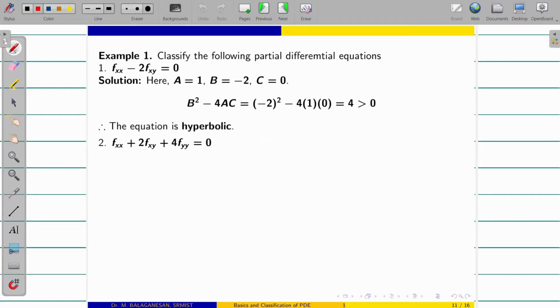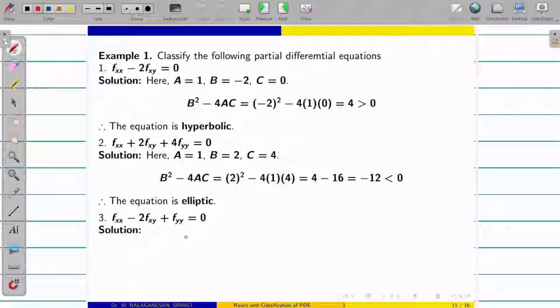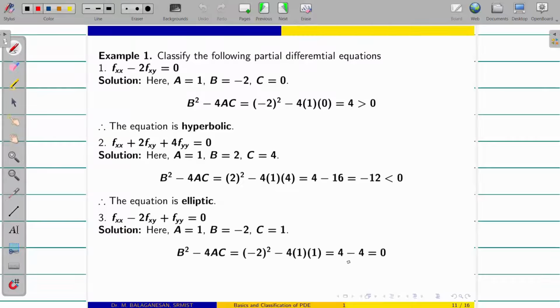That's it. Similarly, classify this: find the ABC values, find b square minus 4ac. We are getting negative. It is elliptic. If you're getting an inequality, don't confuse it. If you're getting negative value, write negative. Negative means elliptic. Positive means it will be hyperbolic. Equal to 0 means it will be parabolic. Right. This is elliptic. Next, try to find here. A value 1, B value minus 2, C value 1. So 4 minus 4, it is 0. It is hyperbolic. Sorry, parabolic. 0 means parabolic.